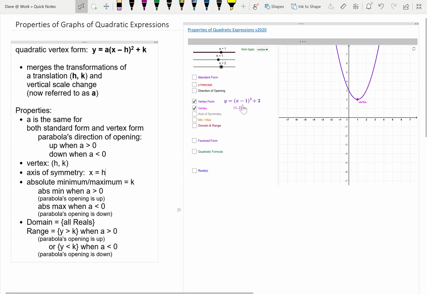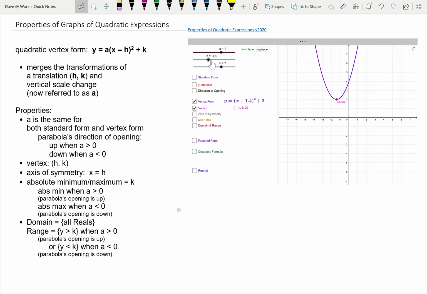So, when I look at this vertex form, I have to remember that it's x minus h. So I look at the x, I look at the minus, I ignore those, and I see that my h has a value of 1. I see also that my k has a value of positive 2. Therefore, my vertex would be at (1, 2).